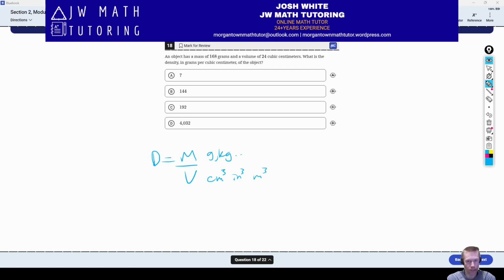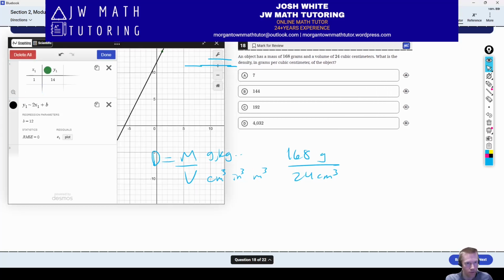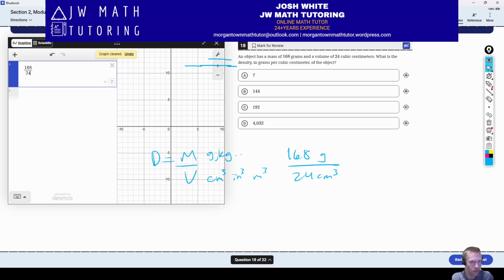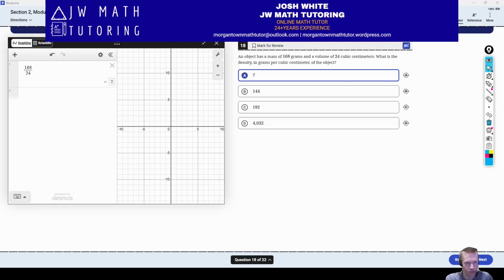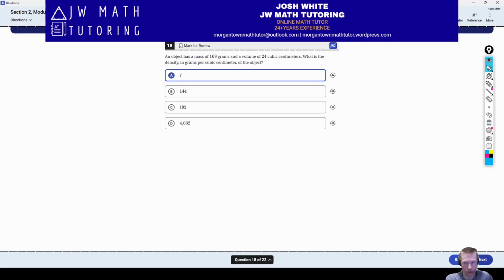So if you don't remember the formula, that's fine. You can just match up the units to see what you have to divide or multiply. So right here it says, what is the density in grams per cubic centimeter? That means I need to put grams on top, 168, and cubic centimeters on the bottom. So you just divide these now. 168 divided by 24. It's 7. Correct answer is letter A, and that's it. Don't need to do anything else for this problem.